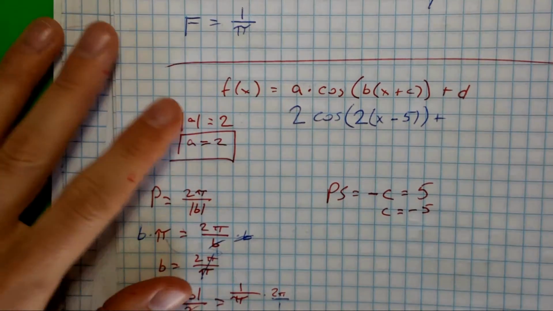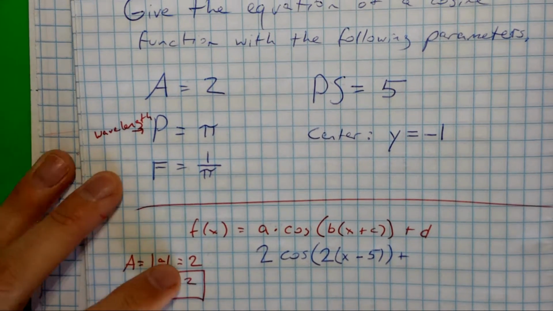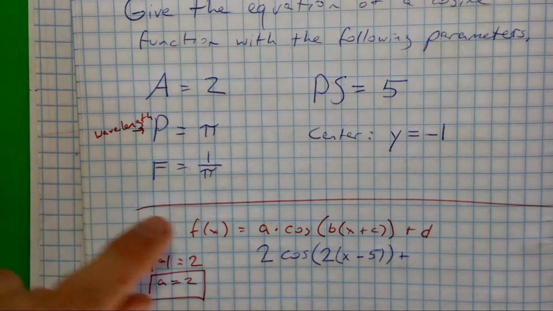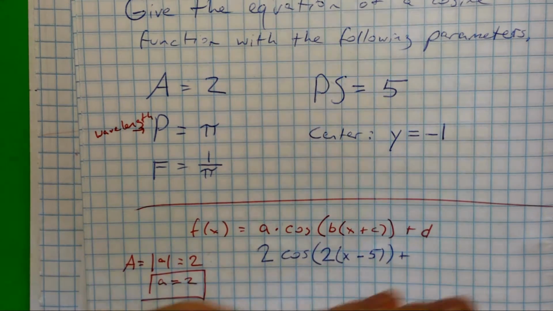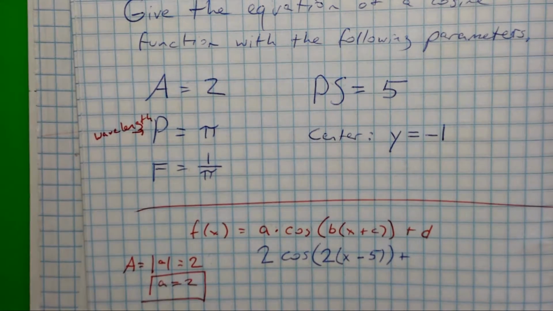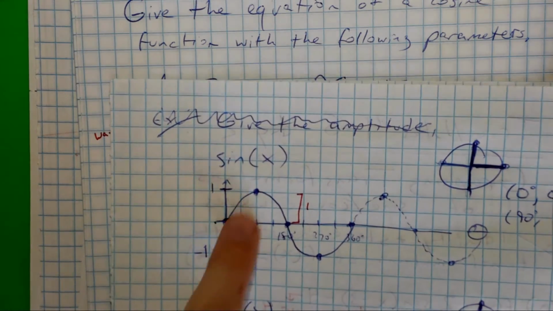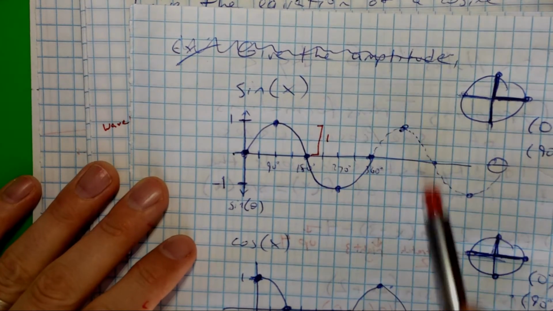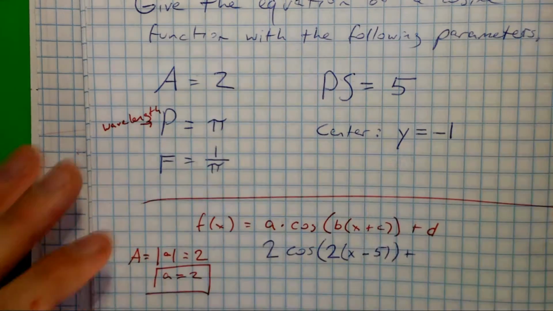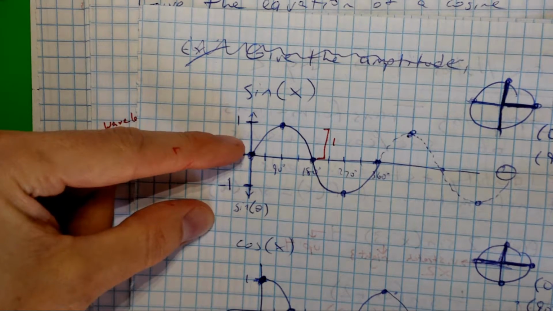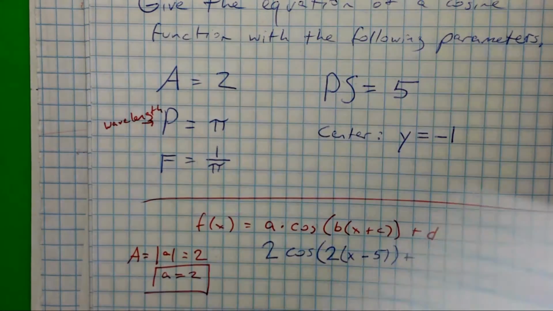So which of these parameters would tell us about the vertical shift? Yeah, the center line. So in other words, what is the wave centered around? The standard sine wave is centered around 0. So it goes above 0, then below 0, then above 0, then below 0. So this sine wave is centered at negative 1 instead of 0. So in other words, the center of the wave is getting shifted down 1.